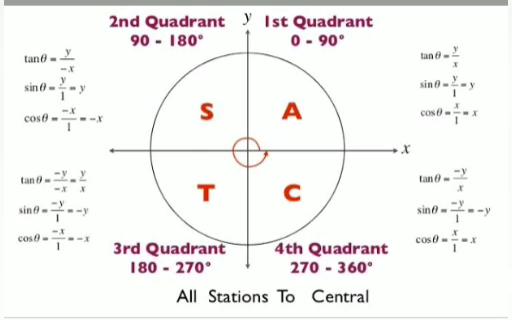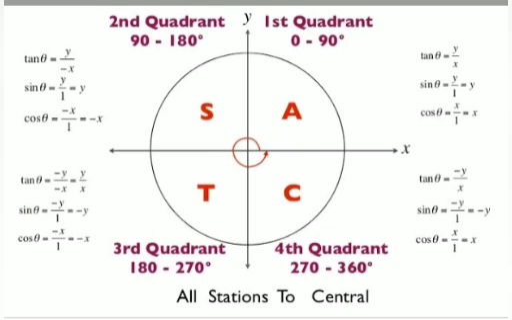In short, we can write A S T C. For quadrant first, we can write A. For quadrant second, we can write S. For quadrant third, we can write T. And for quadrant fourth, we can write C. To remember this, we can use "add sugar to coffee", or "all stations to central". A for all positive, S for sine and its reciprocal positive, T for tan and its reciprocal positive, C for cos and its reciprocal positive.